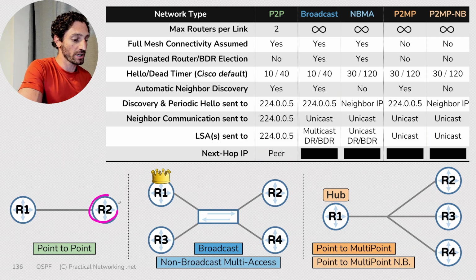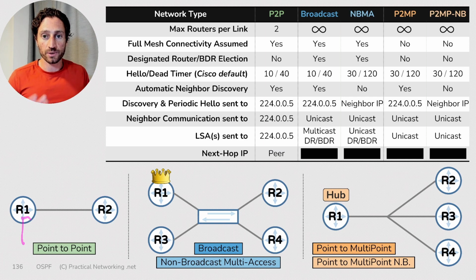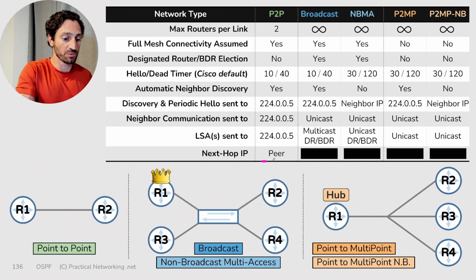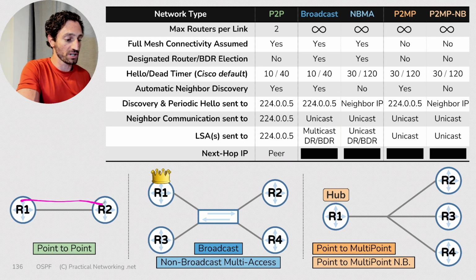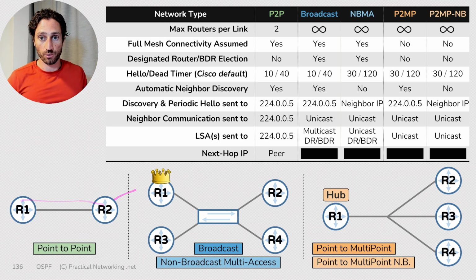What happens is if router 2 shares an update with router 1, when router 1 is installing that route into its routing table, it's going to use a next hop IP address of its peer, in this case router 2. That is how data packets will be forwarded across this link and onto the other side of router 2's network.